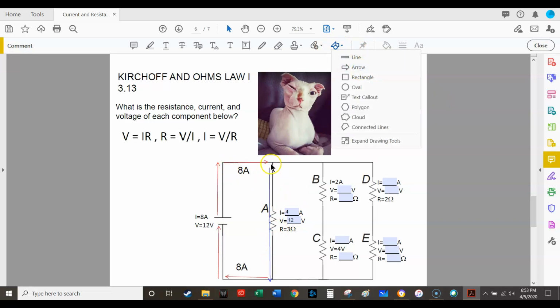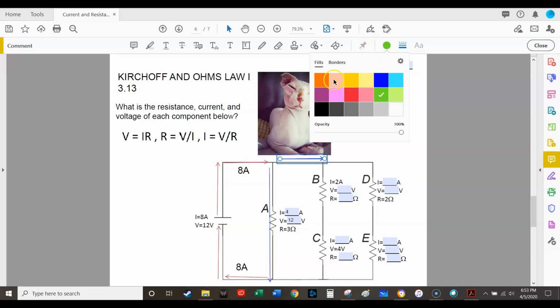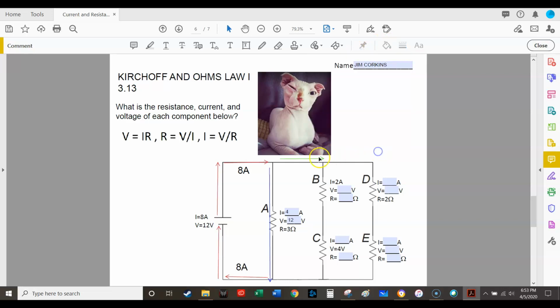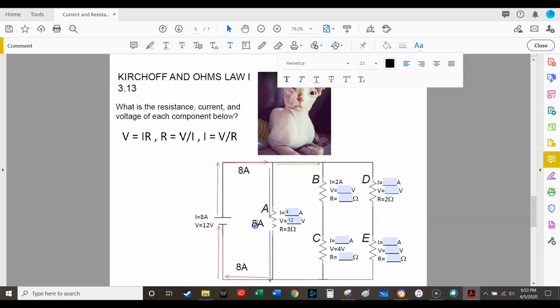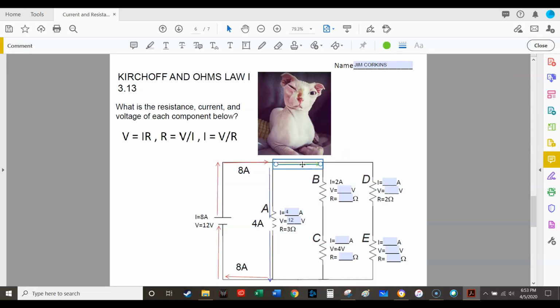So we know 8 amps is coming into this junction, and that means we know that this current that is leaving has to be the rest of that 4 amps. 8 amps is coming in, 4 amps is traveling down here, blue is 4 amps, and that means green has to be 4 amps as well. Because 4 amps flowing in, 8 amps flowing in, 4 amps heading down, 4 amps has to be heading across.